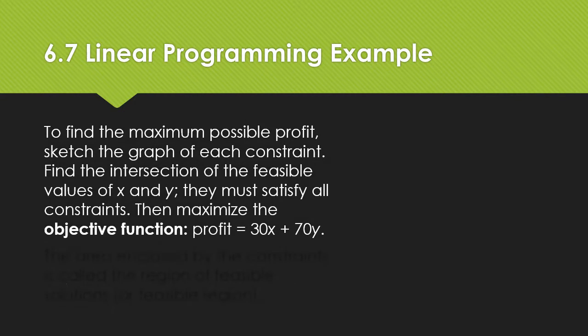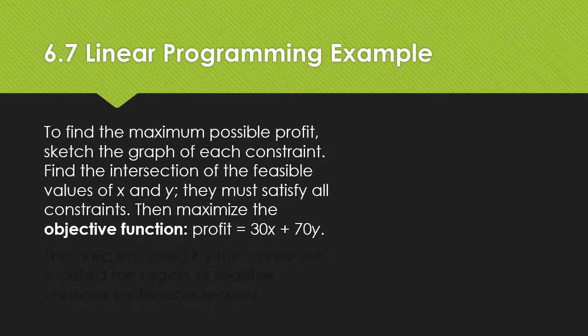What we're going to do first is graph the constraints. We haven't even brought the money into it yet. First we graph all of these constraints, all these things that are restricting the production. Then we need to find the intersection of the feasible values of X and Y. They must satisfy all constraints. Then we'll maximize the profit. So we're going to graph all of these inequalities and find the intersection, the place where all of them overlap. This place is called the feasible region. Once we get that, we're going to maximize the profit.